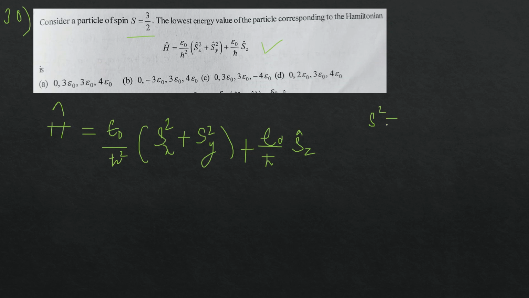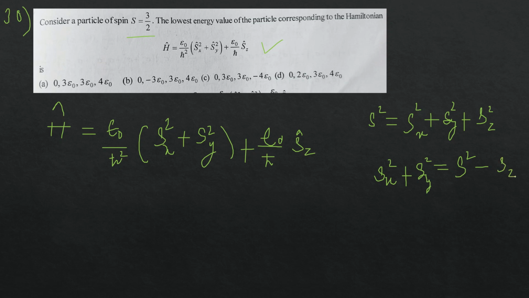We know S square is equal to Sx square plus Sy square plus Sz square. So Sx square plus Sy square is equal to S square minus Sz square, right? So let's put this value in place of Sx square plus Sy square.